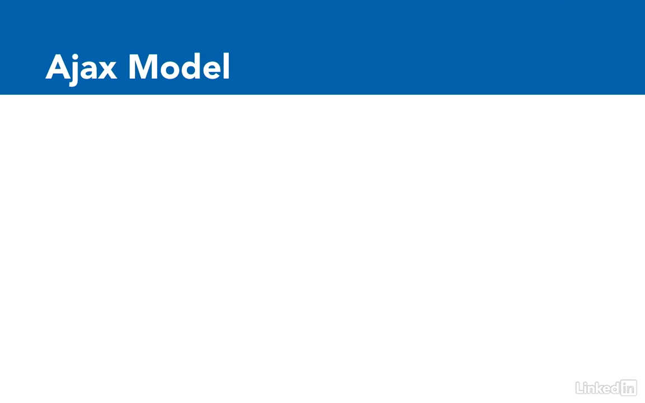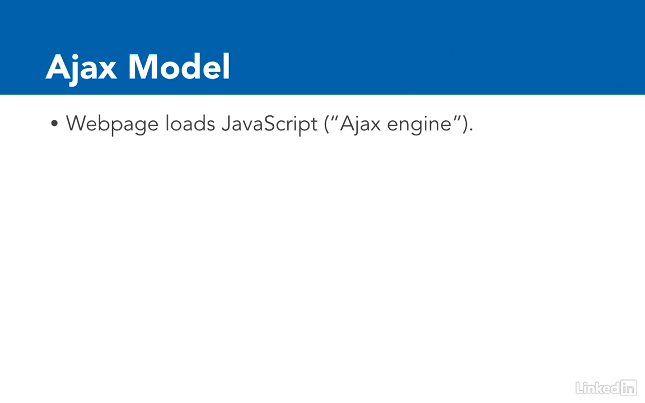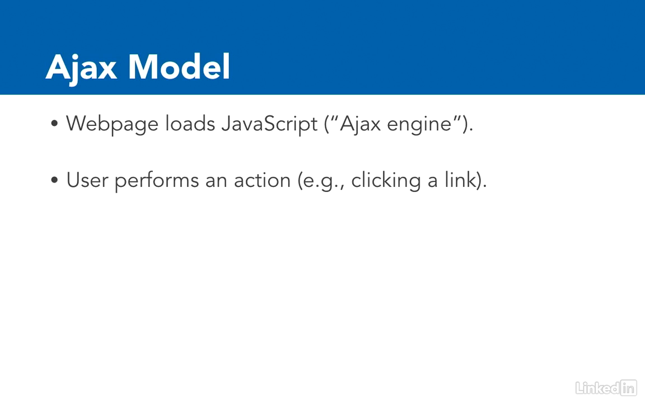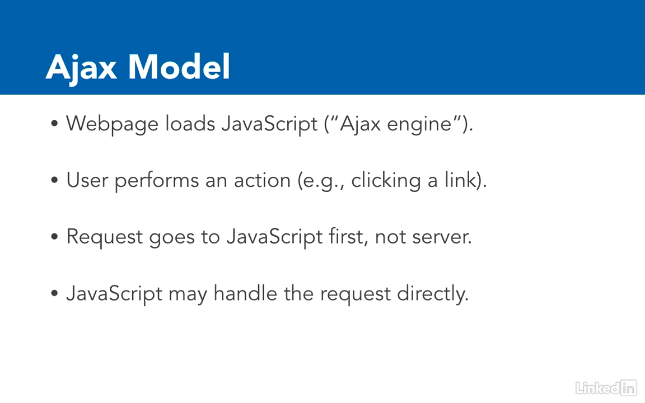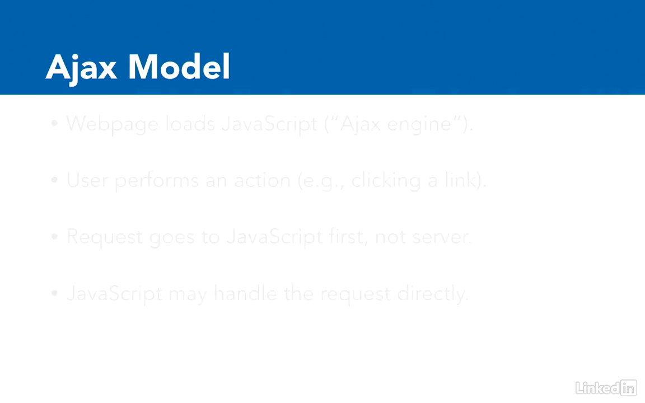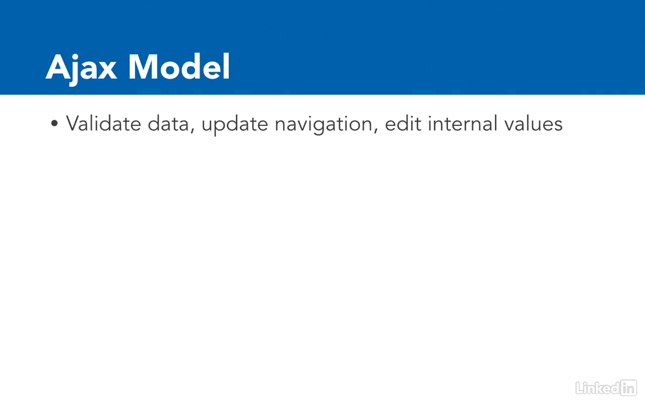By contrast, let's now look at the Ajax model described by Mr. Garrett. First, the web page loads JavaScript. Mr. Garrett refers to this as the Ajax engine, though few people actually use that term today. Then when the user performs an action, such as clicking a link, the request goes to the JavaScript first, not to the server. That gives JavaScript the opportunity to handle the request directly. Maybe JavaScript already knows what needs to happen. Maybe something on the page just needs to be modified. Some element of the page would be shown or hidden, or maybe a value would be updated. The JavaScript could also validate the data on a form, it could update the navigation, or edit other internal values.